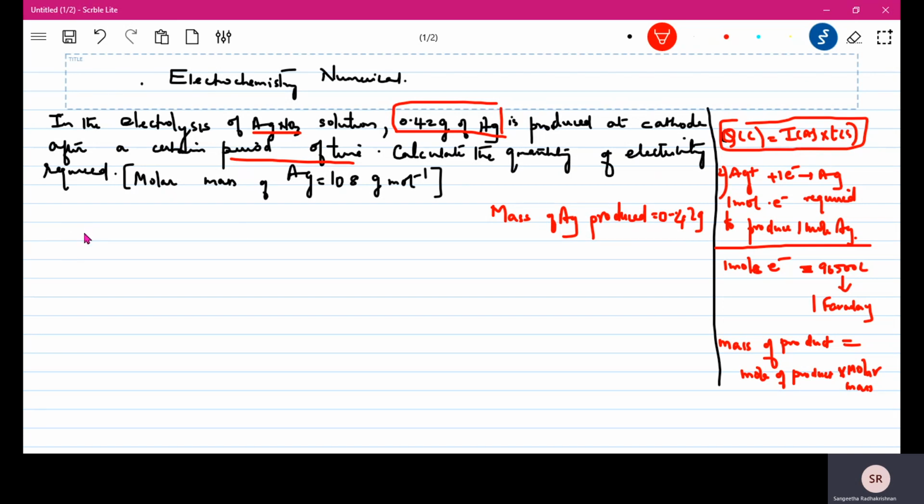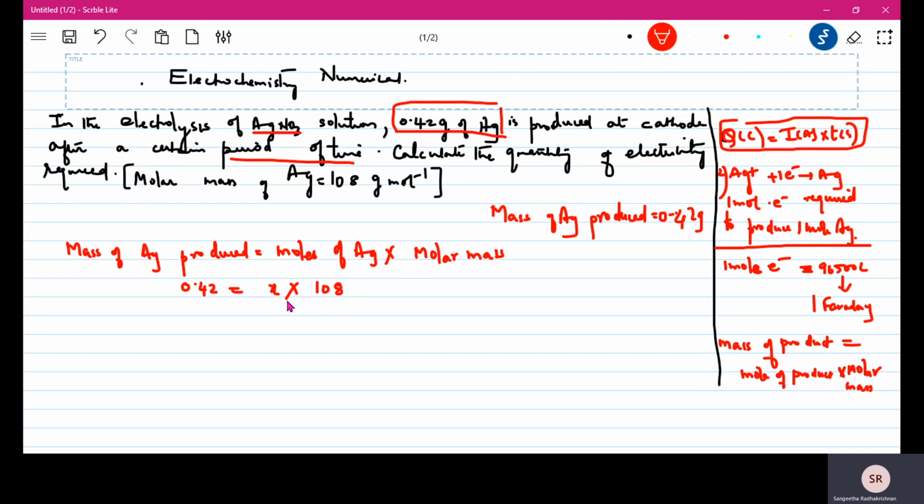Now how do we calculate? First of all, we know that mass of the product is mole of product into molar mass. So let us write down mass of silver produced is equal to moles of silver into molar mass. Now you know what is the mass of silver produced, that is 0.42. So put down all the values. 0.42 is equal to moles of silver. You do not know how many moles, so let me take that as X into molar mass. Molar mass is given, it is 108. So X into 108.